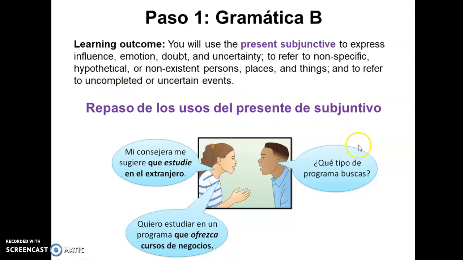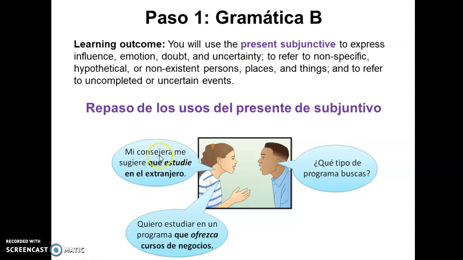Okay, so let's dive into this review, and we see a few examples here where the verbs in bold are in the subjunctive. For example, here he's asking, ¿qué tipo de programa buscas? So, what kind of program are you looking for? And then she's answering, mi consejera me sugiere que estudie en el extranjero. My advisor is suggesting that I study abroad. Que estudie, that's in the subjunctive.